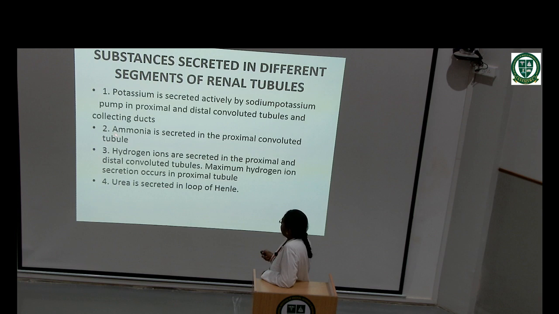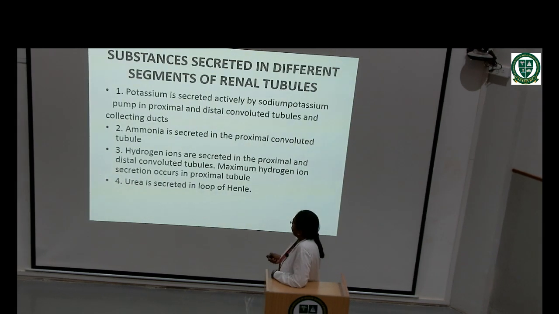Second is ammonia, secreted from the proximal convoluted tubule. Third is hydrogen ion, secreted in the proximal and distal convoluted tubule. Maximum hydrogen ion secretion occurs in the proximal tubule. The urea is secreted in the loop of Henle.